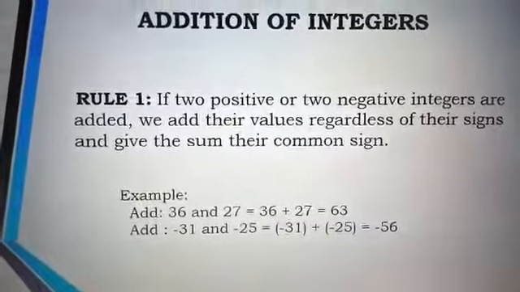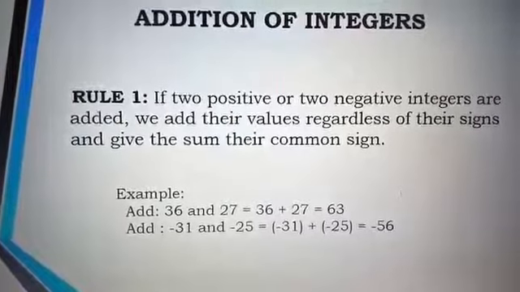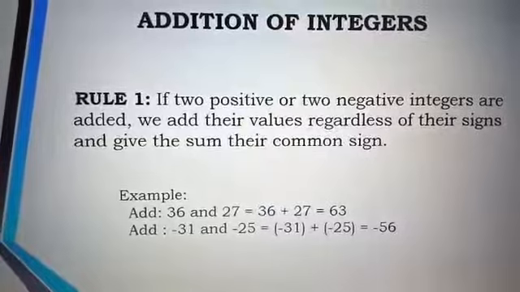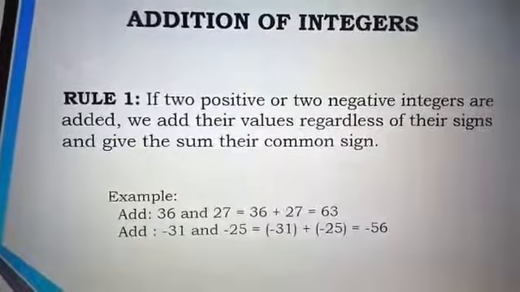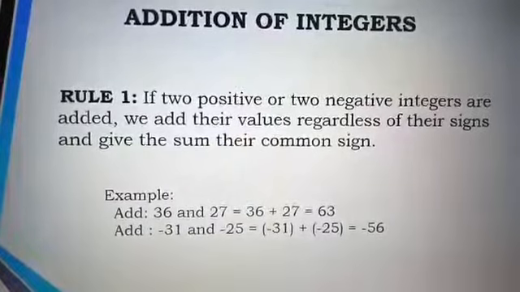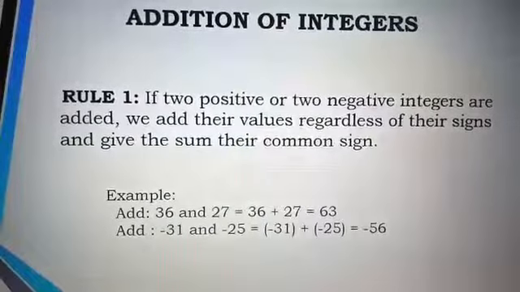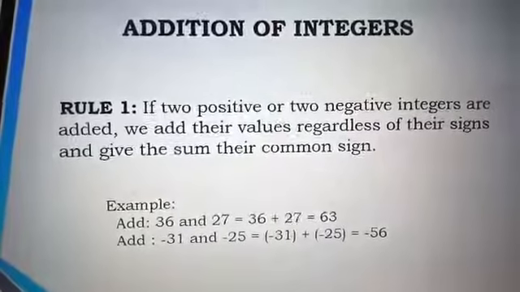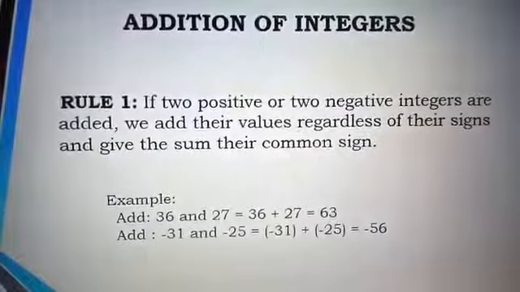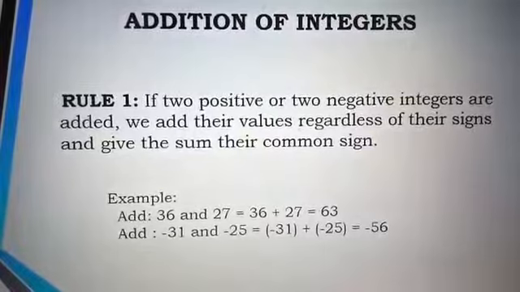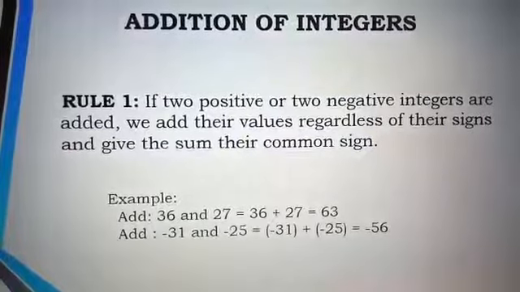So here, minus 31 plus minus 25. We add these two numbers and get 56. How did we get the sign as minus? Comparing these two numbers, which is the greatest number? 31. What is the sign of 31? Minus. So the answer will be minus 56. I hope you understand rule number 1.